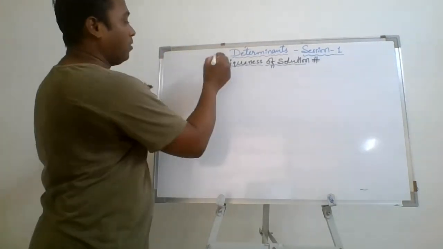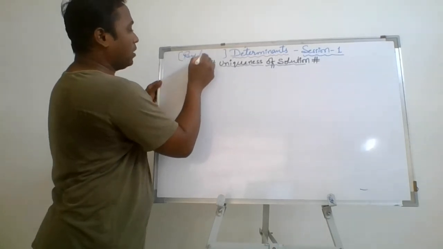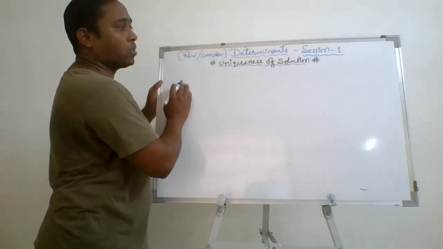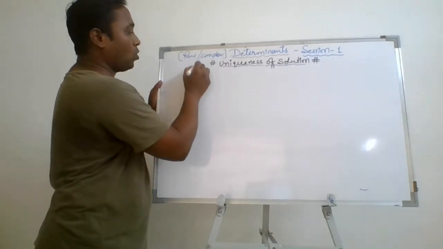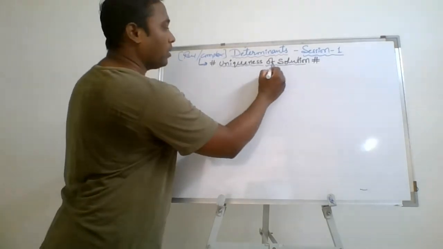I'm just writing the meaning of determinant here. It's either a real number or a complex number which is always associated to a square matrix, which always shows the uniqueness of the solution. Right.